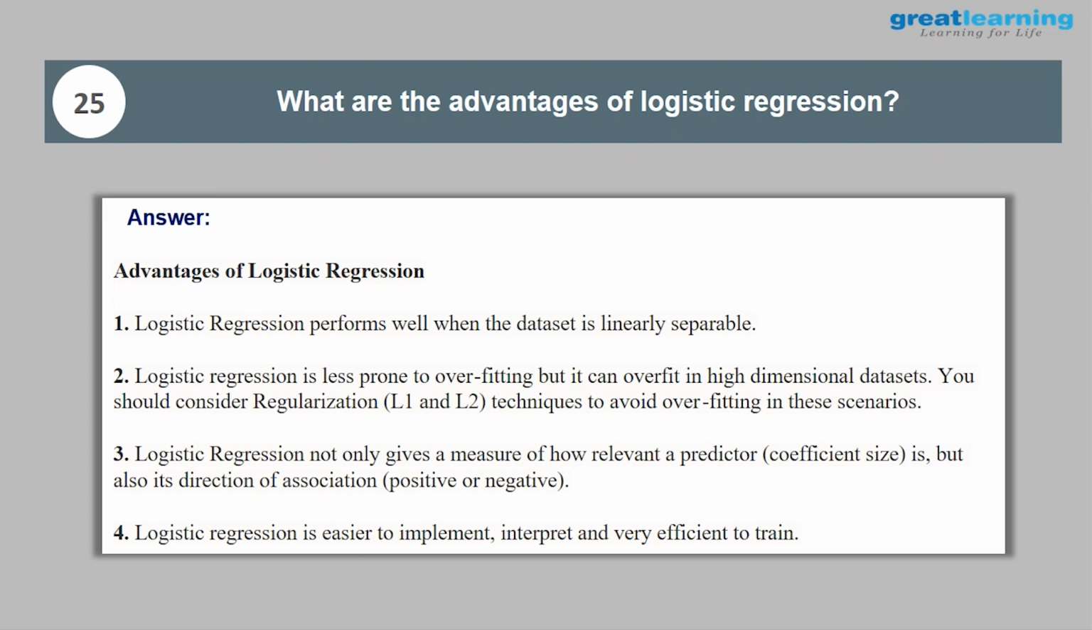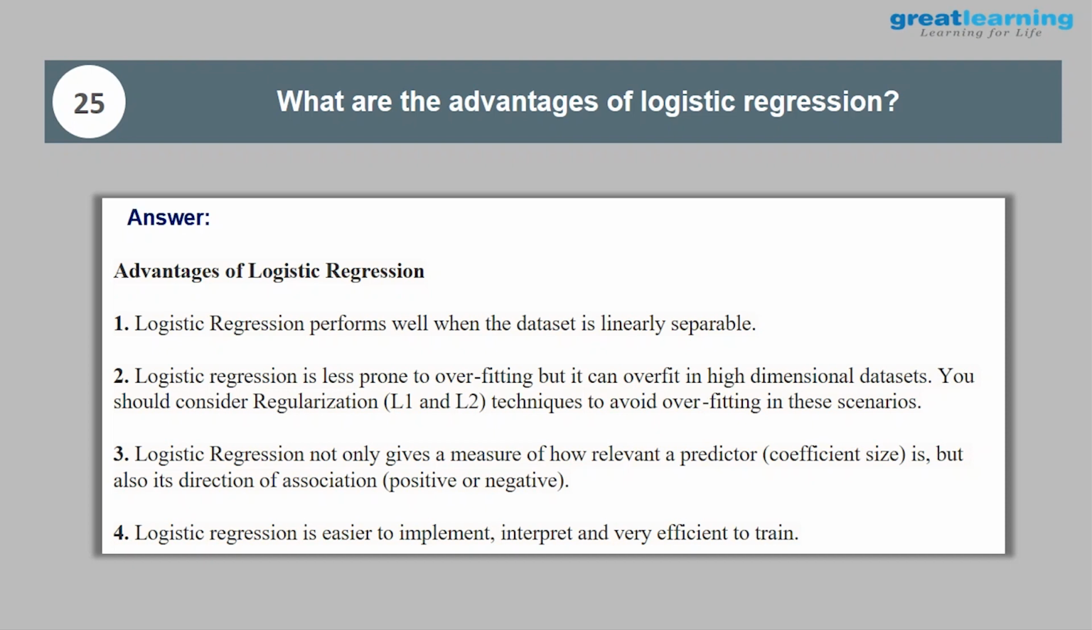But why does it happen? Because your model does not learn from the data. It starts memorizing your data. This is known as overfitting of the model. So logistic regression is very less prone to overfitting, but it can also overfit in high dimensional data sets. You should consider regularization, that is L1 and L2 techniques, to avoid overfitting in these scenarios.